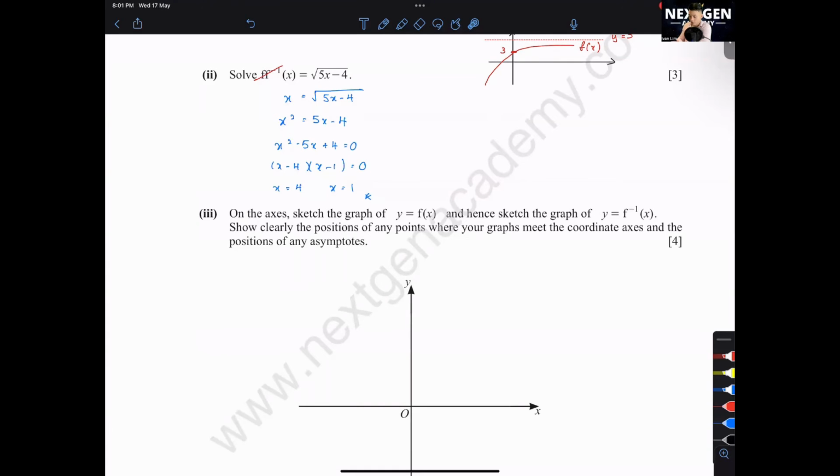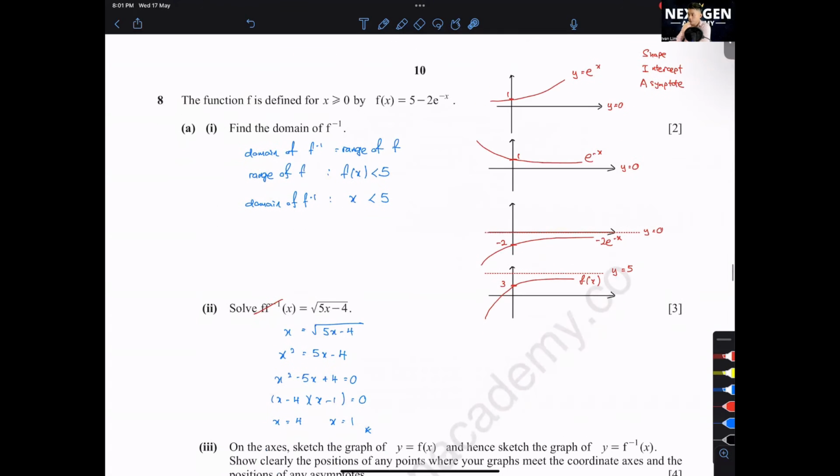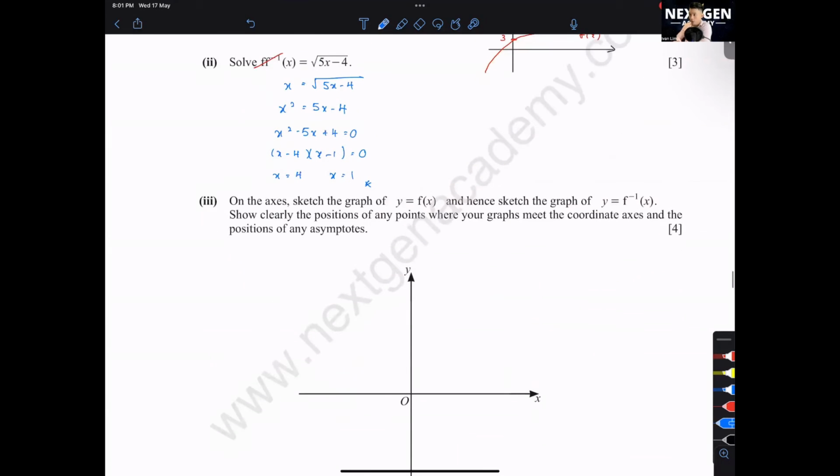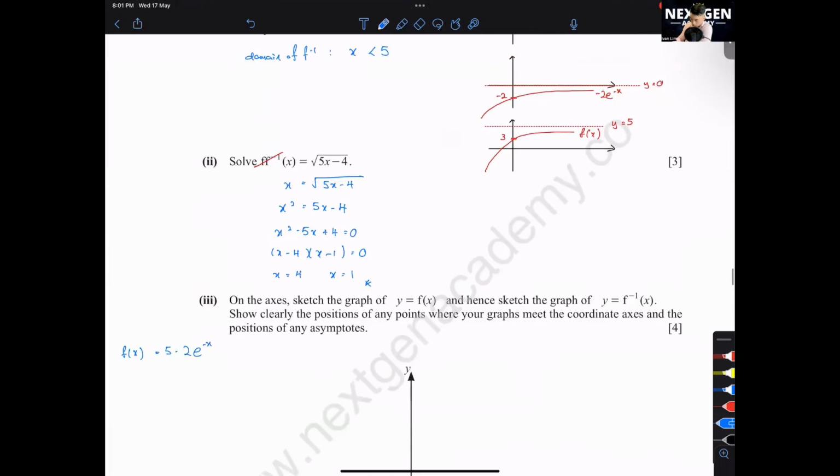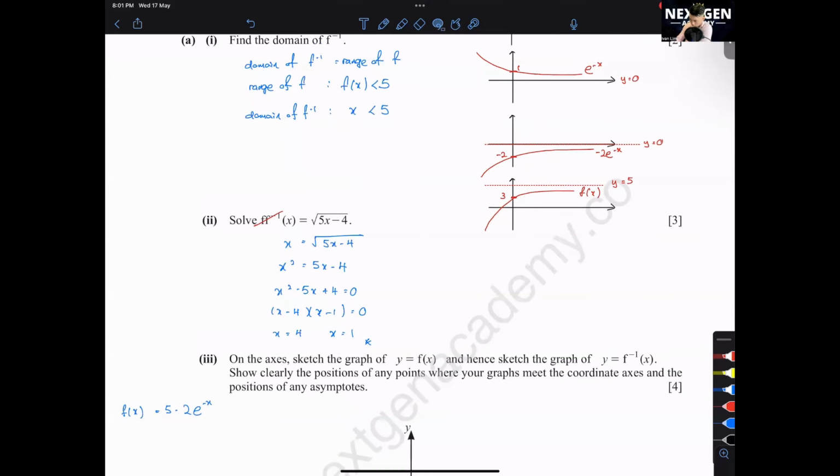Okay, let's start with the original graph. We actually did this, right? So the original graph, you all see here. This is what we need to do. We need to know that the graph is like this. If you want to start from the start, f(x) equals 5 minus 2e to the power of negative x. So I know that the graph should give me something like this already.